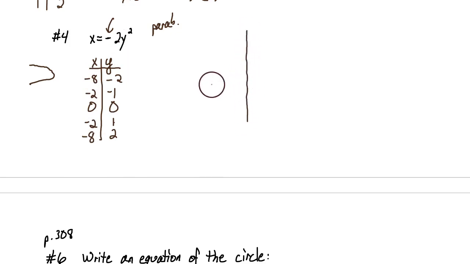Now we can graph. Take a look at our x values. The farthest left it ever goes is to -8. 1, 2, 3, 4, 5, 6, 7, 8. Look at the y values. We've got to go down to -2 and get up to +2. Now let's graph. Left 8, down 2. Left 2, down 1. 0, 0. Left 2, up 1. And left 8, up 2. Here's our sideways opening parabola.